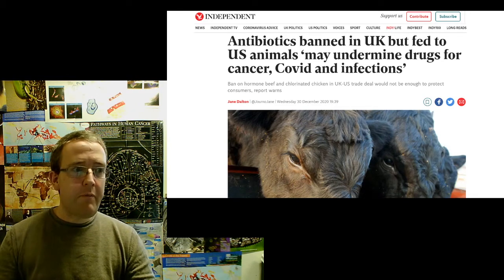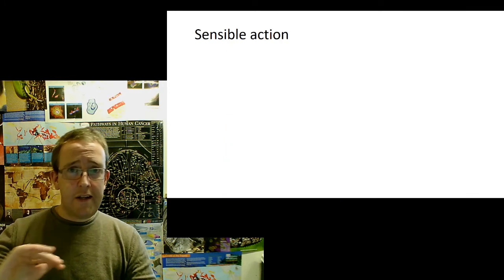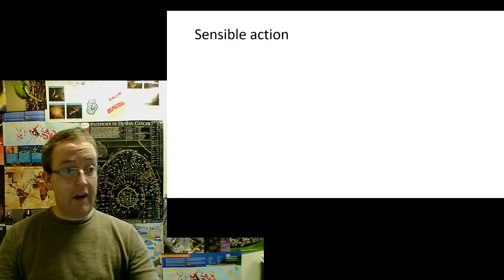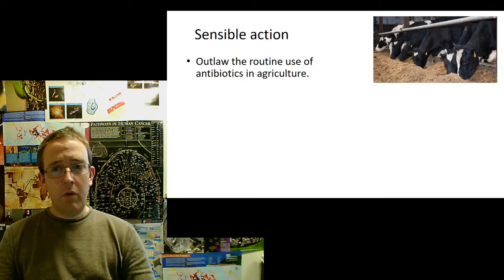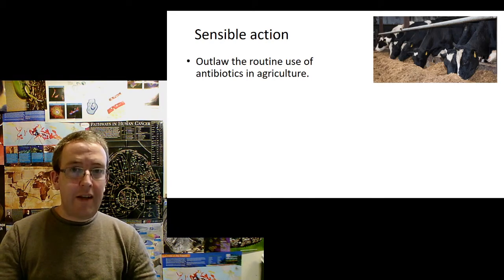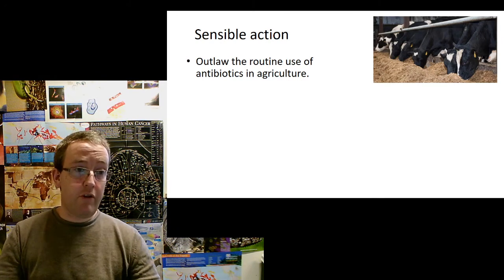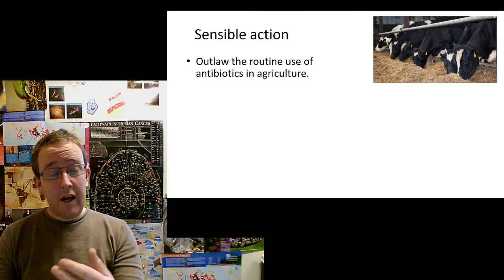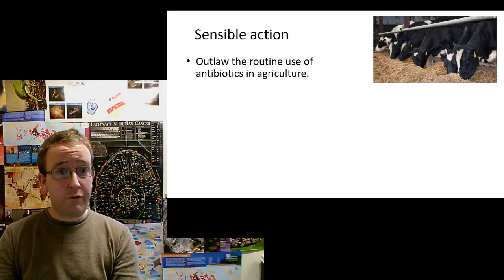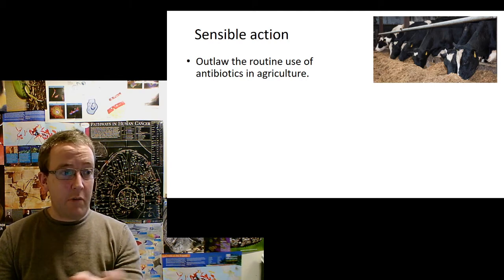Let's try and be a little bit positive here, because I know this is all very doom and gloom, but in terms of sensible actions that we can be taking on a government level, on a medical profession level, and on an individual level. Well, at government level, we certainly need to maintain and outlaw the routine use of antibiotics in agriculture. That is a fairly sensible action. It's something we have in the UK. I took a field trip to a Welsh farm at one point, and I'm going to do the accent, I'm going to warn you, so sorry to anyone listening who is a native.